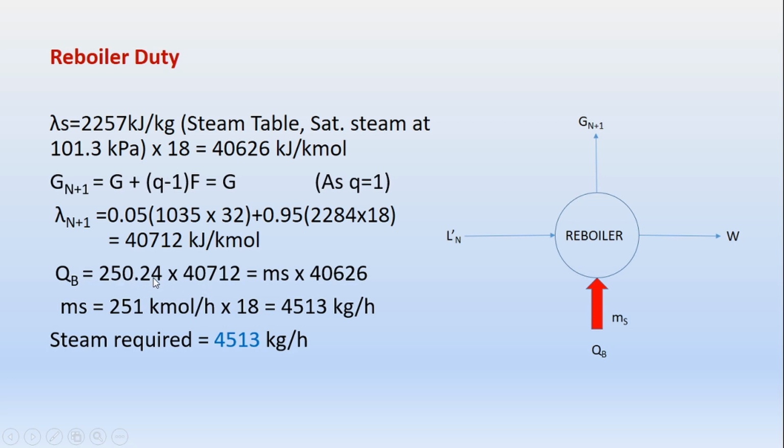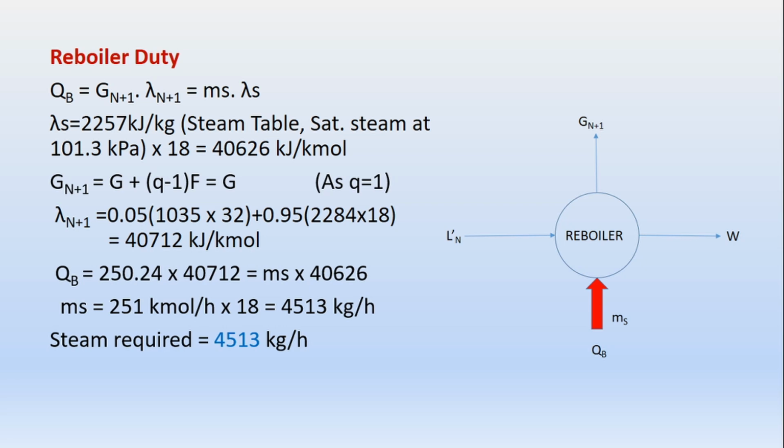Gn plus 1 multiplied by lambda n plus 1 equals Ms into lambda s. Everything is in terms of moles. So we get the molar flow rate of the steam required, multiply by 18, the molecular weight of water, and you get how many kg per hour of steam. So this is the equation that we have used.